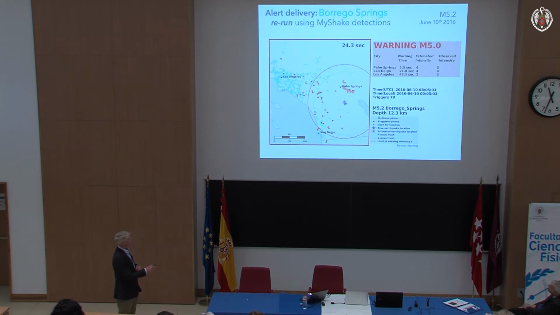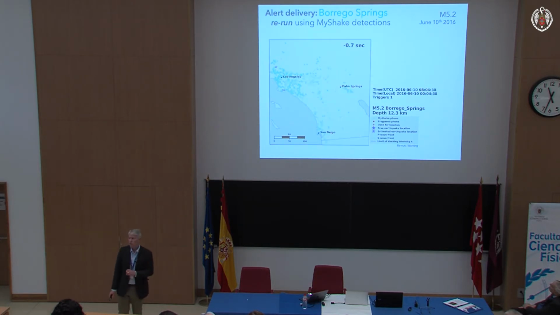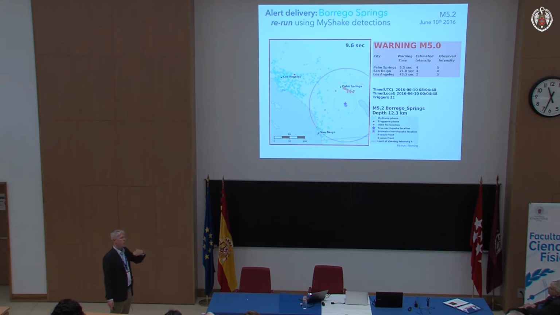And so the red circle is the region where you expect intensity 4 to occur based on it being a magnitude 5 earthquake. And so of course it encompasses a much larger region than the Palm Springs region, which is where we detect the P wave in order to generate the alert. Okay, so this is real MyShake triggers, because the phones triggered, those are real triggers, but then with the alerting algorithm placed on top.